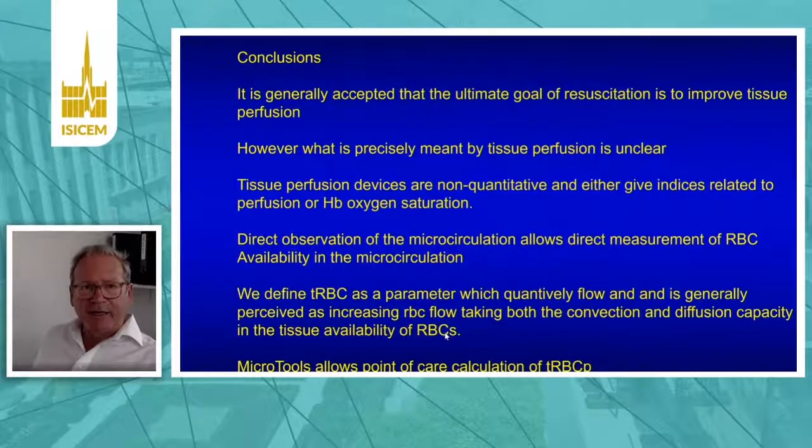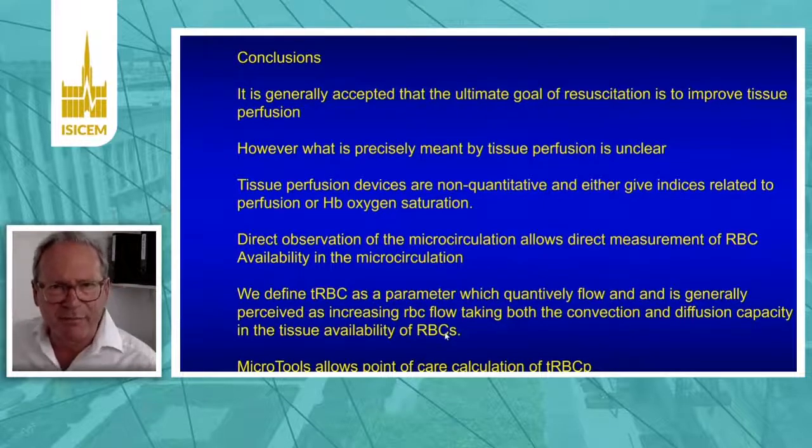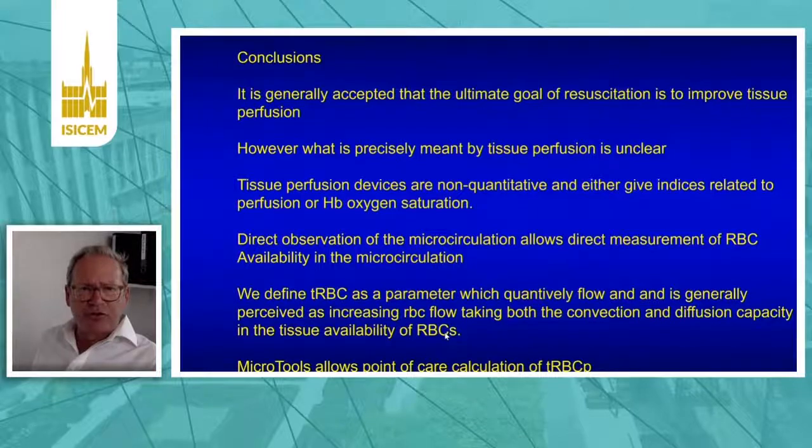So in conclusion, it is generally accepted that the ultimate goal of resuscitation is to improve tissue perfusion. However, what is precisely meant by that is unclear. The tissue perfusion devices either give non-quantitative indices related to velocity or hemoglobin oxygen saturation, but direct observation of the microcirculation by these microscopic handheld devices allows red blood cell availability to be measured very precisely, and we define the tissue red blood cell perfusion as a parameter which quantitatively allows flow to be measured, taking both the convection and the diffusion capacity into account in the tissue availability of red blood cells.